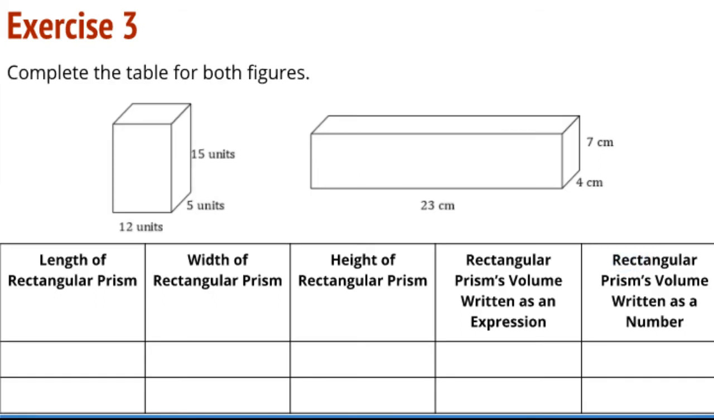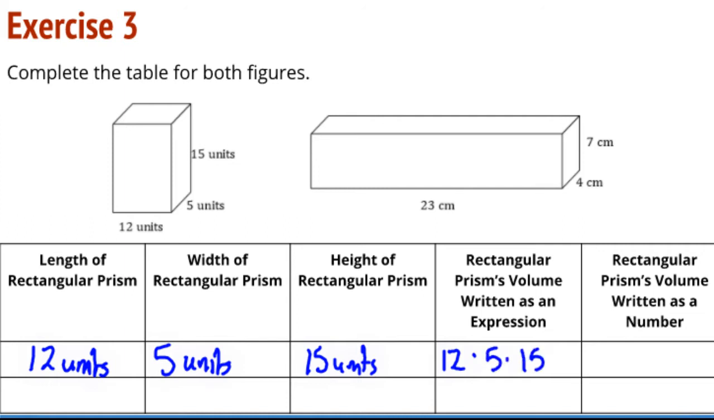All right, taking a look at another exercise here. The length of the rectangular prism is 12 units. The width is 5 units. The height is 15 units. And I've got 12 units times 5 units times 15 units, which is going to give us a reasonably sized number here, 900. And I've got units times units times units, which will give me cubic units.